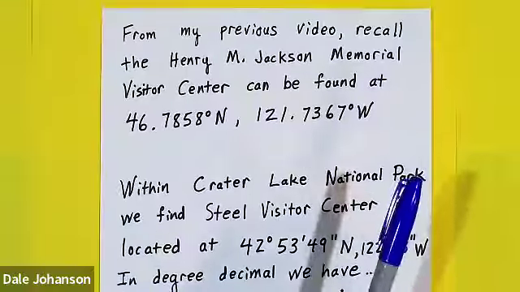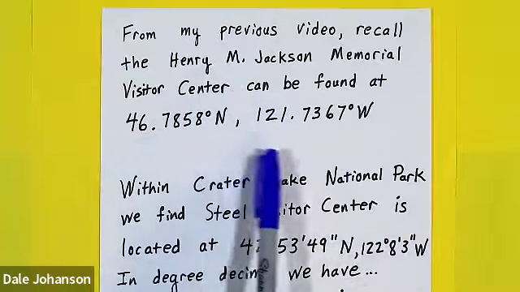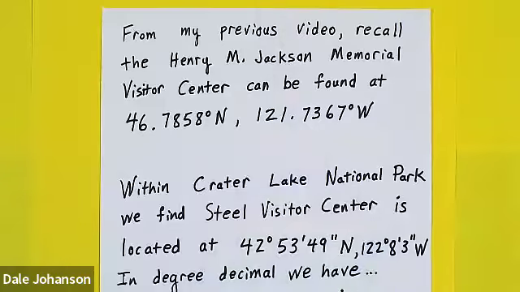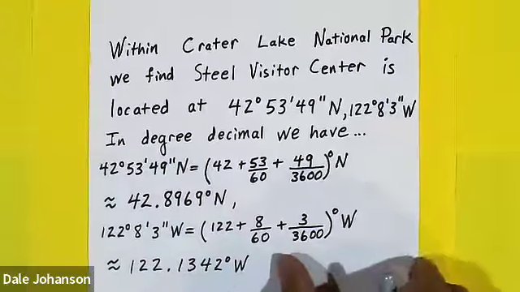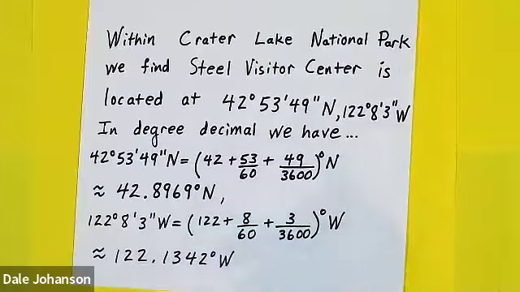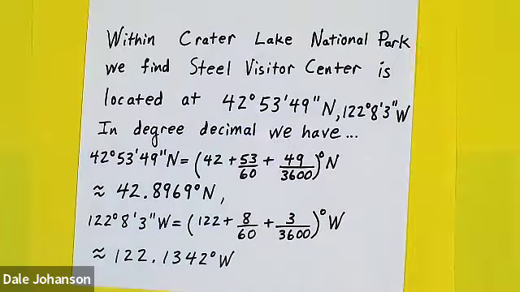Now, from my previous video, recall that the Henry M. Jackson Memorial Visitor Center can be found at these coordinates within Crater Lake National Park. We find Steele Visitor Center is located at 42 degrees, 52 minutes, 49 seconds north, 122 degrees, 8 minutes, 3 seconds west. And in degree decimal notation, we have the following degree decimal coordinates.